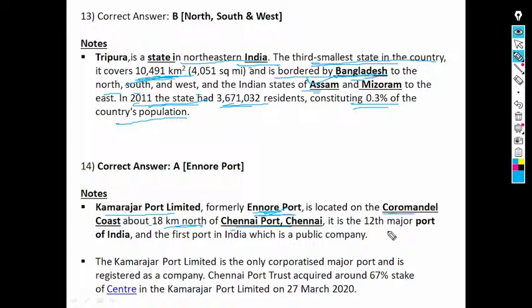Ennore port, if we look, the Kamarajar Port Limited is the only corporatized major port registered as a company. Chennai Port Trust acquired around 67% stake in Kamarajar Port Limited on 27 March 2020 particularly.